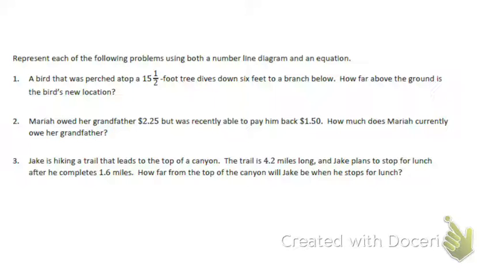So here, number 1, it says a bird was perched atop a 15.5-foot tree, and then dives down 6 feet. How far above the ground is the bird's new location? Here, this time it's above the water, right? It's the top of the tree, which is 15.5 feet, and then goes down 6 feet. So you can write -6 or you can write plus -6. Up to you. Right here, if you write plus -6, we got a positive and a negative number, right? We're basically just subtracting. That's why it's the same as subtracting 6.